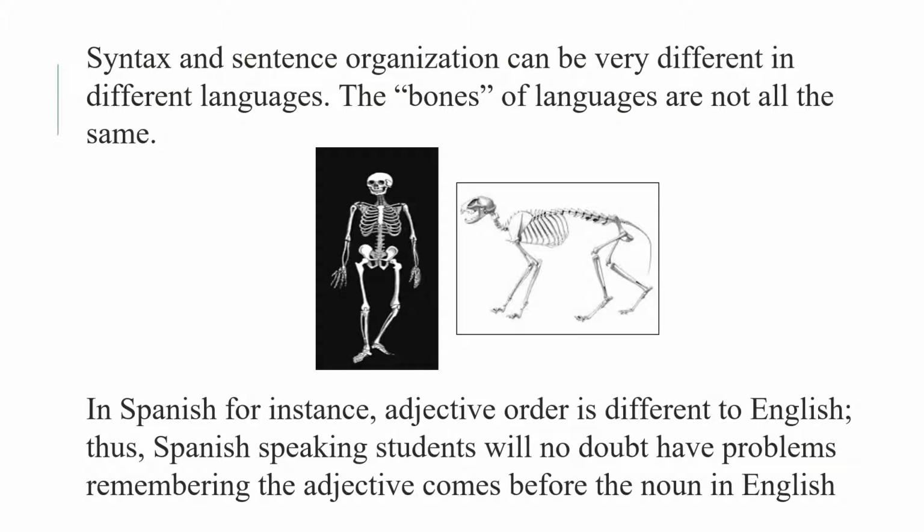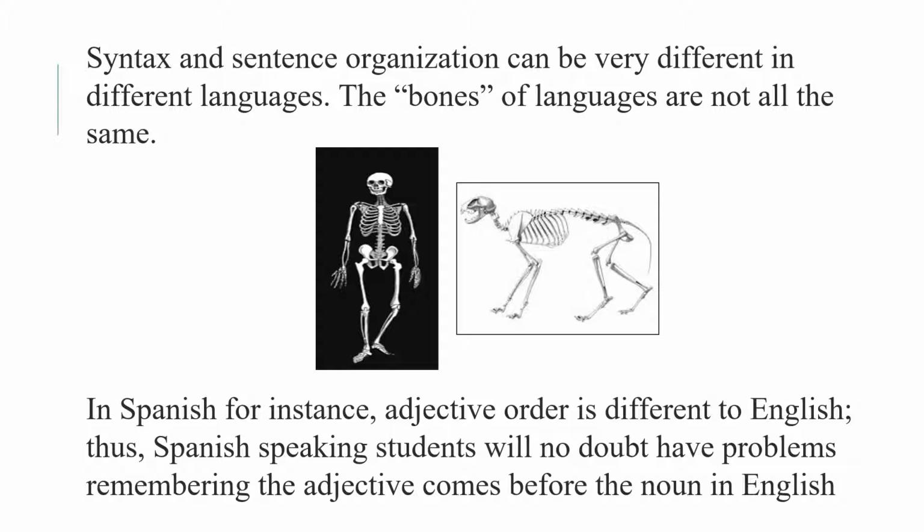So when we think about different languages, we can kind of compare them to different skeletal systems. So syntax and sentence organizations can be very different in different languages. The bones of languages are not all the same. They don't look the same. They're not put together the same. So when we compare the human body skeletal system to a cat skeletal system, it could be like comparing English to Spanish or Spanish to Russian. So the bones are different.